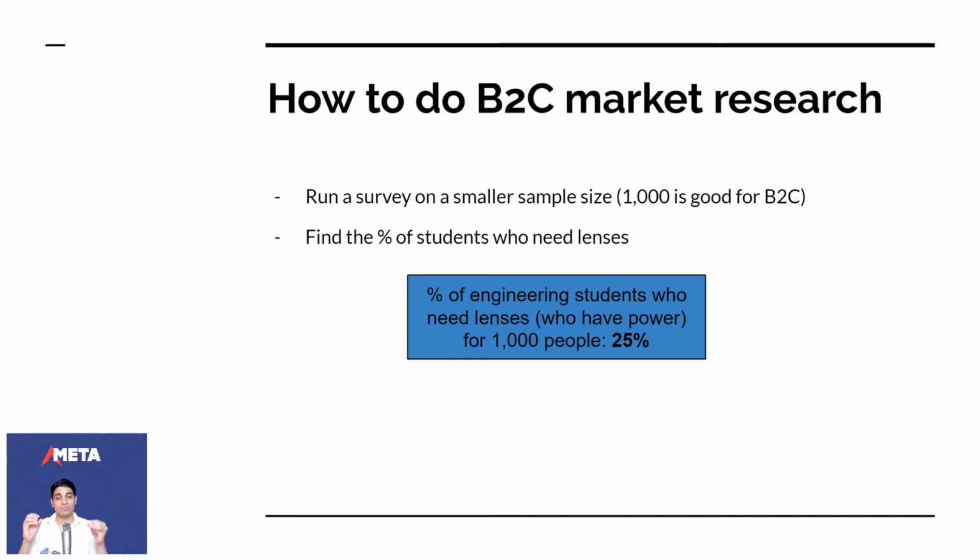You say the percentage of students who need lenses, say 1 out of every 4 puts down that yes, I need lenses or I have power. Then when you collect these 1,000 responses, you know that 25% of them need lenses, and this is just a random number I came up with. This will also usually hold true, even for larger sample sizes.